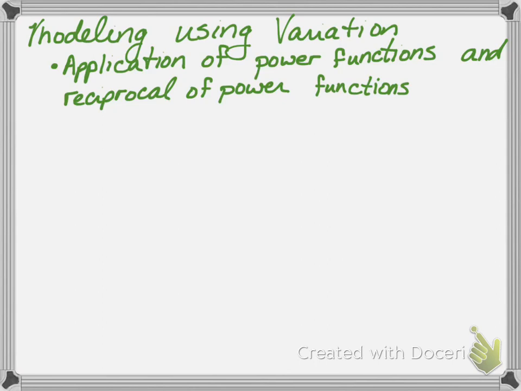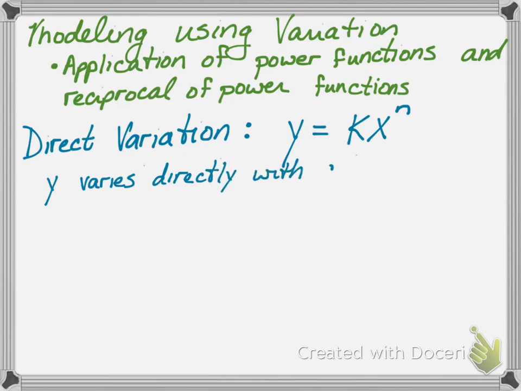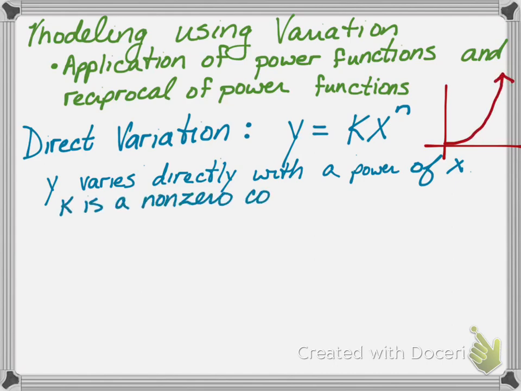So there are two types of variation. The first is direct variation. For direct variation, we say that y equals k times x to the n power. Y varies directly with a power of x. K is some non-zero constant. And usually we find k by looking at given information.